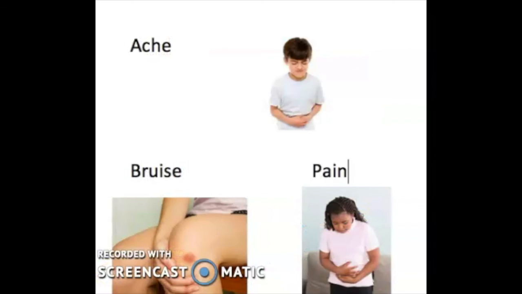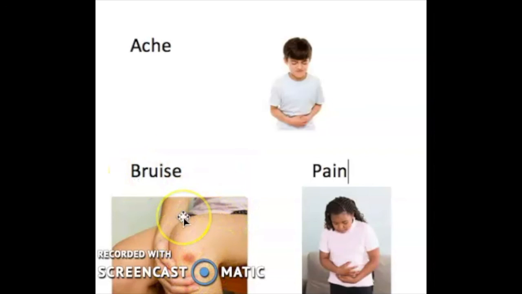Now let's look at these pictures. This is the word ache. This boy has a stomach ache. Now let's look at these other two pictures. This one says bruise, and this one says pain. Which one is a synonym to ache? Look at the pictures to help you. That's right, pain. A stomach ache is very similar to stomach pain. The words are synonyms.